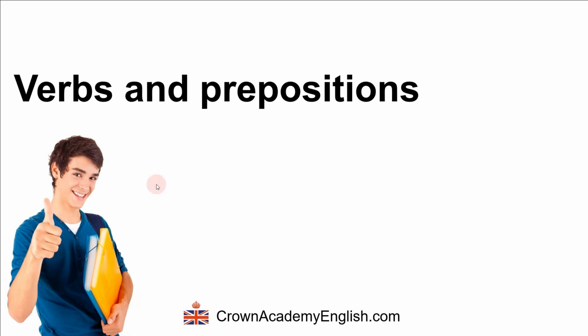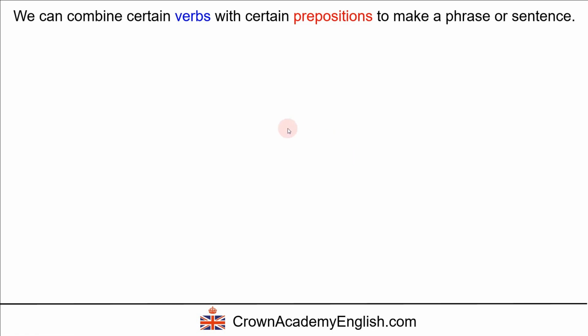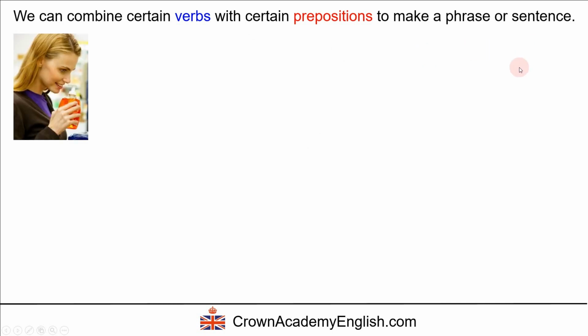Today's lesson is about verbs and prepositions. We can combine certain verbs with certain prepositions to make a phrase or sentence. Example: the soap smells of strawberries. So smells is the verb, and the preposition is of. And after the preposition, we put a noun phrase. So this is the noun phrase. So verb with a preposition.